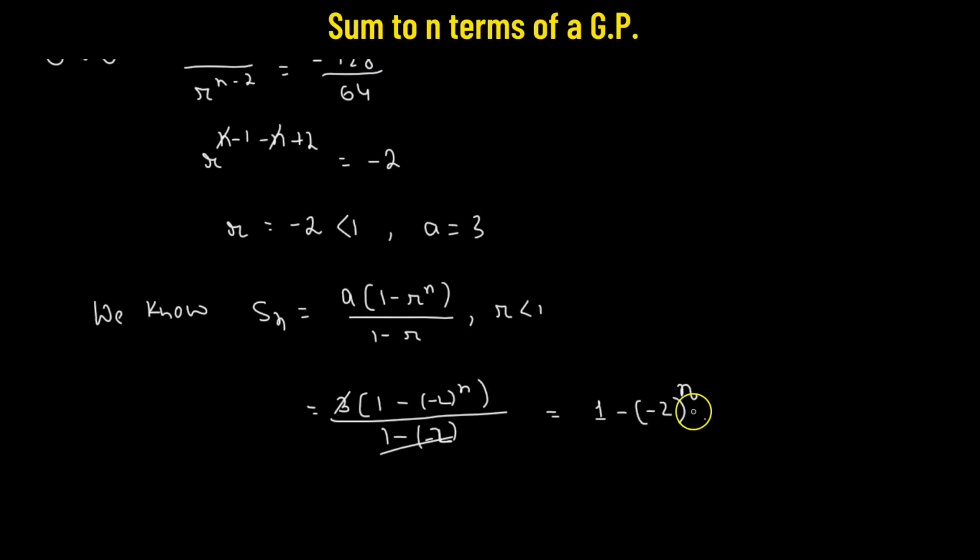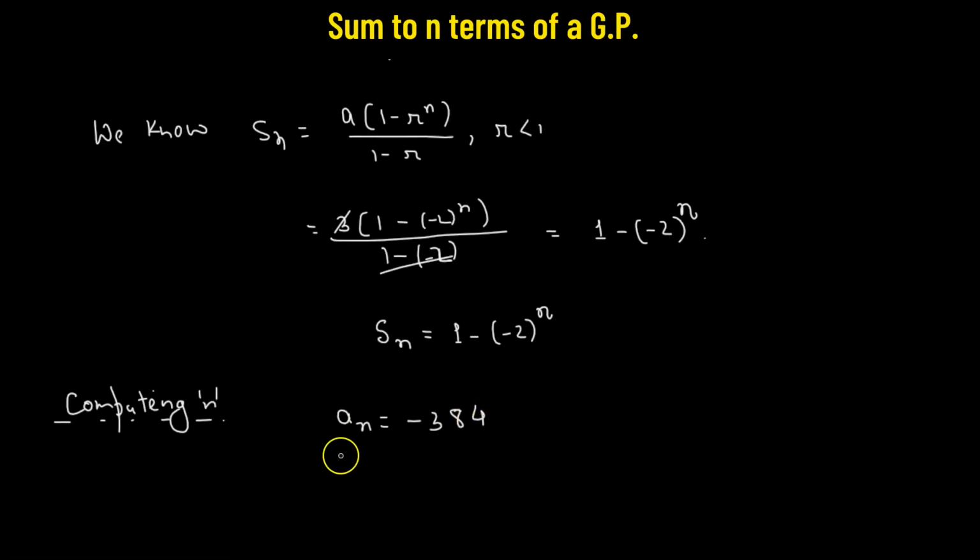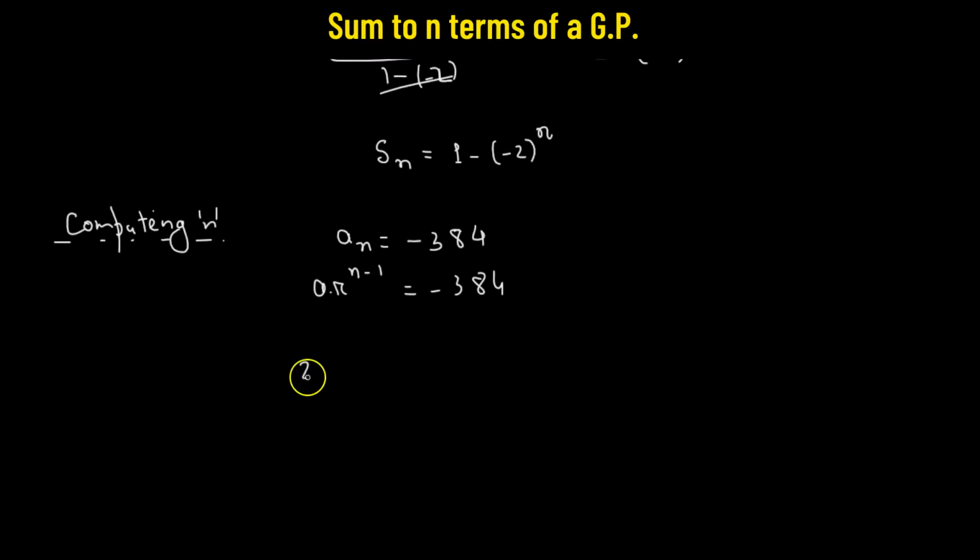Now we can also obtain the value of n here. So we'll keep this value aside. Let's write it down: Sn equals 1 minus negative 2 raised to the power of n. Let's now compute the value of n. In our question, it's already provided that the nth term has a value of negative 384. So we know that the nth term, A times r raised to the power of n minus 1, equals negative 384. Our first term is 3, and our common ratio r is negative 2, so 3 times negative 2 raised to the power of n minus 1 equals negative 384. We have negative 2 raised to the power of n minus 1 equals negative 128.